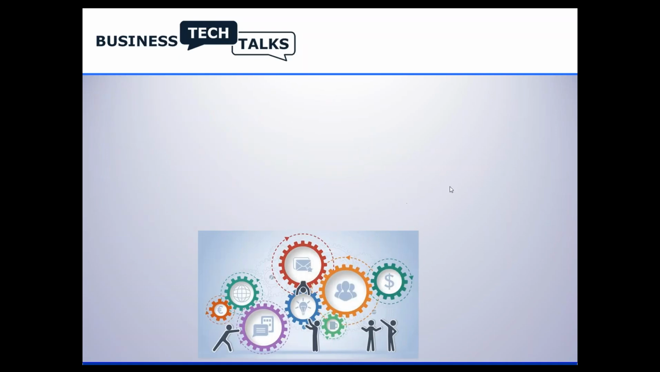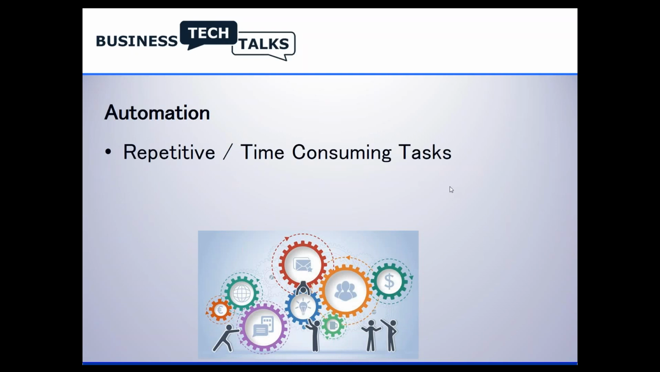The next category I want to talk about is what we call automation. Automation is all about taking repetitive, time-consuming tasks and making them simple and automated, no pun intended, and making them easy for the end user to do. To do this, we use something called software robots. I'm going to show you what that is and how that works in just a minute. But it's really neat.